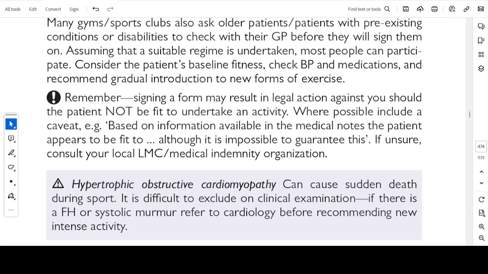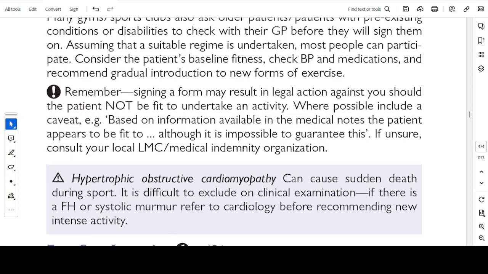Assuming that a suitable regimen is undertaken, most people can participate. Consider the patient's baseline fitness, check the BP and medications, and recommend a gradual introduction to new forms of exercise. Remember, signing a form may result in legal action against you should the patient not be fit to undertake an activity. Where possible, include a caveat. Example: based on information available in the medical notes the patient appears to be fit to dash, although it is impossible to guarantee this. Okay, you have to write in this format. If unsure, consult your local LMC, Medical Defence Organization or Medical Indemnity Organization.